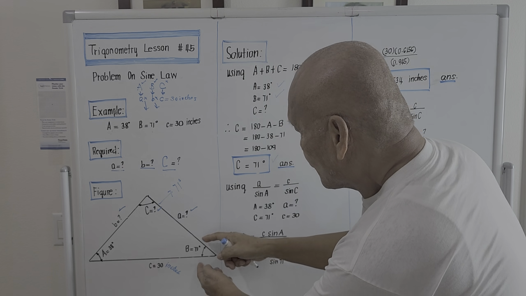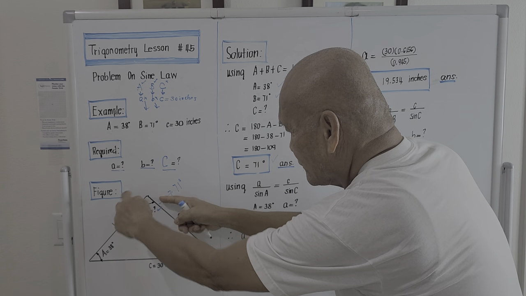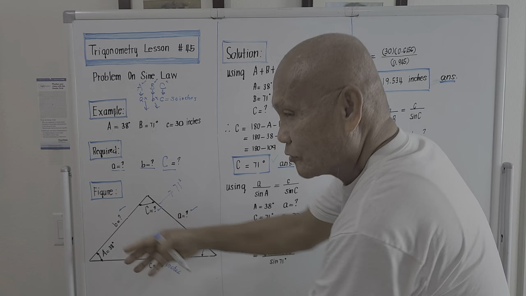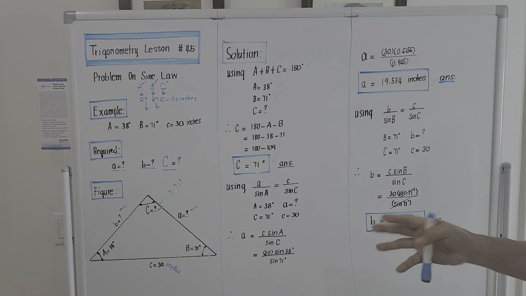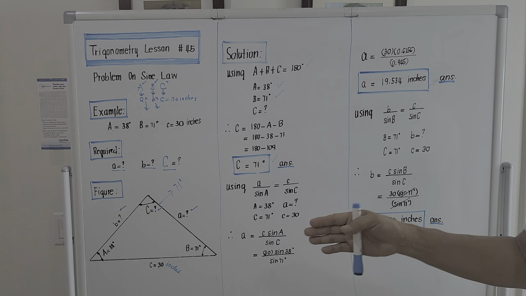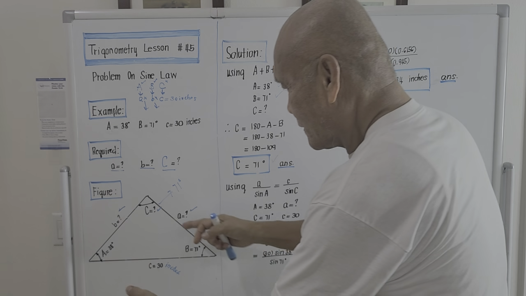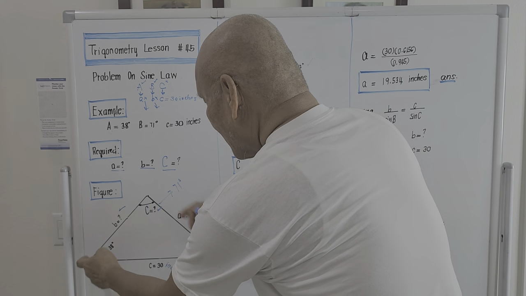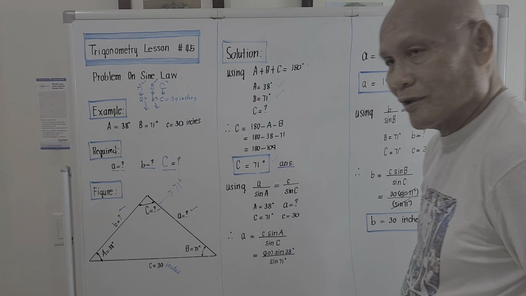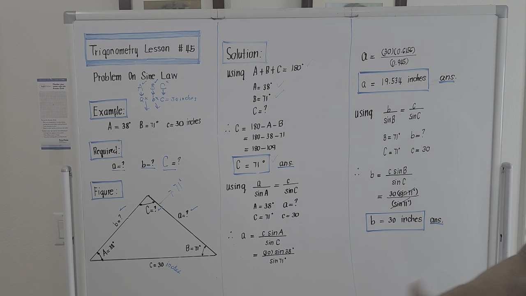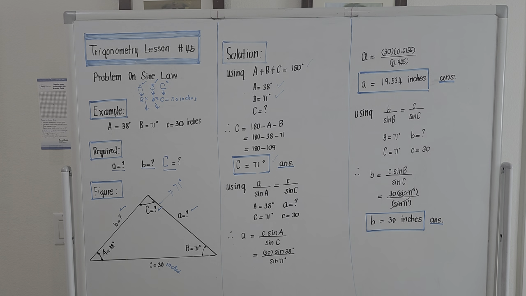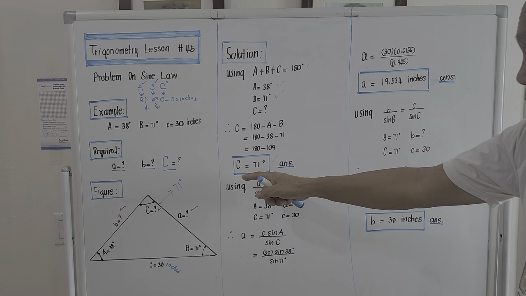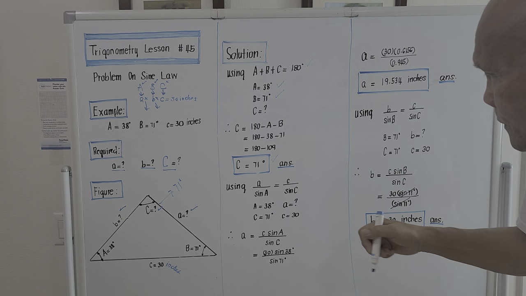So this is 71, this is 71, and this is 38. Actually, we could draw this one to scale, and what will come out will be a correct one. Because in the computation of the value of side B and side A, we could use the so-called graphical method, but we are not discussing graphical method here. That's another subject matter.